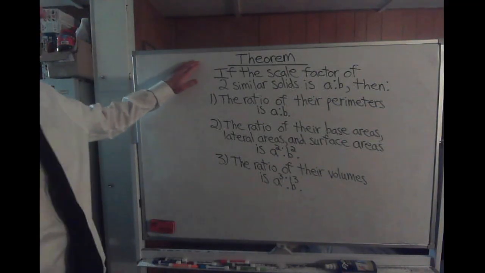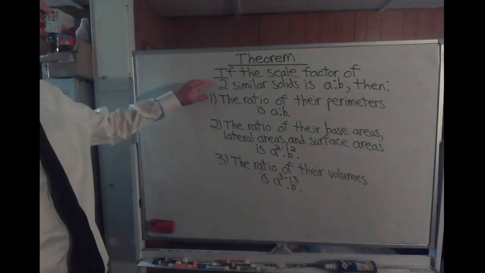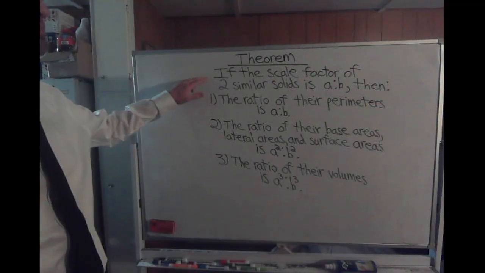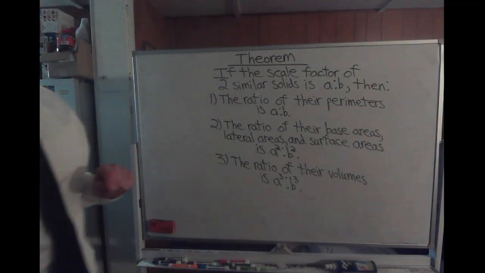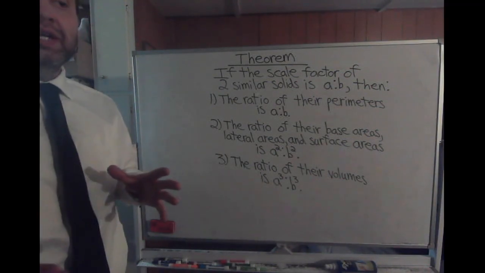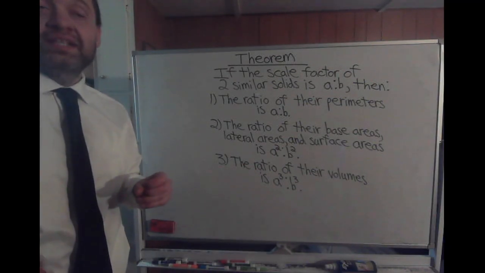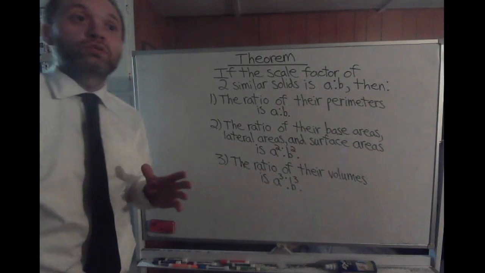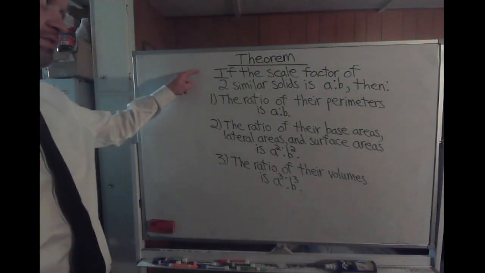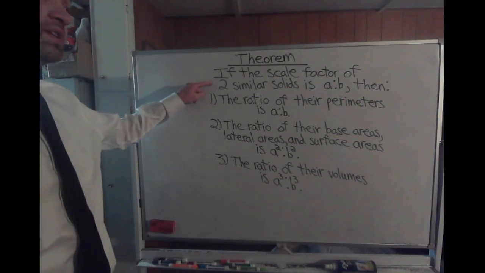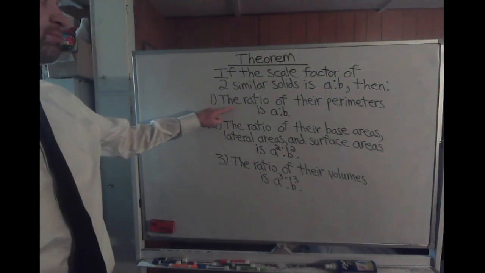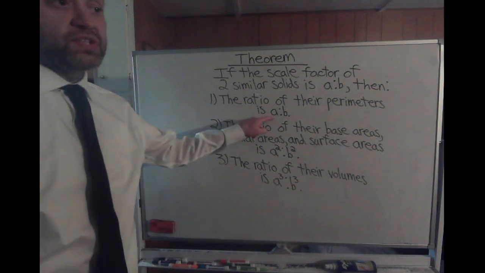This theorem states that if the scale factor of two similar solids is a to b, which I gotta say, we know that there are similar polygons and similar circles, you can also have similar solids. That is actually a thing in the 3D world. So if the scale factor of two similar solids is a to b, then part one of this theorem is the ratio of their perimeters is a to b.